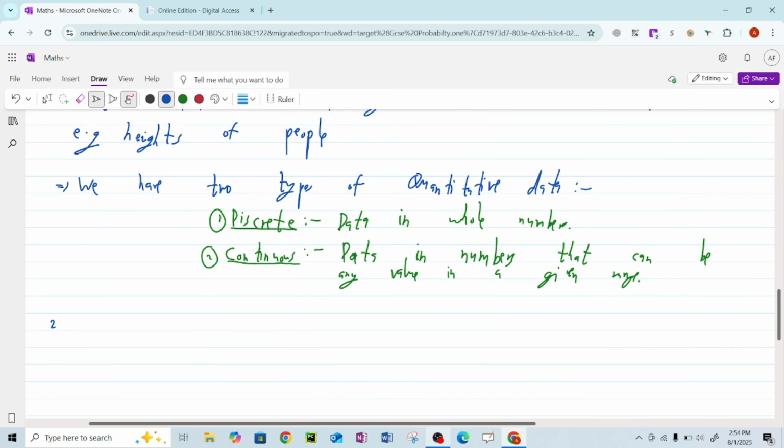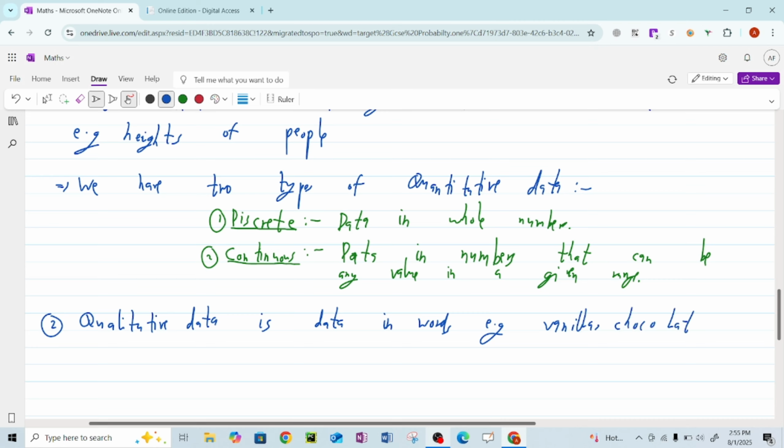And the second type of data that we have is qualitative data. Qualitative data is data in words. Okay, for example, vanilla, chocolate are ice cream flavors and are qualitative data.